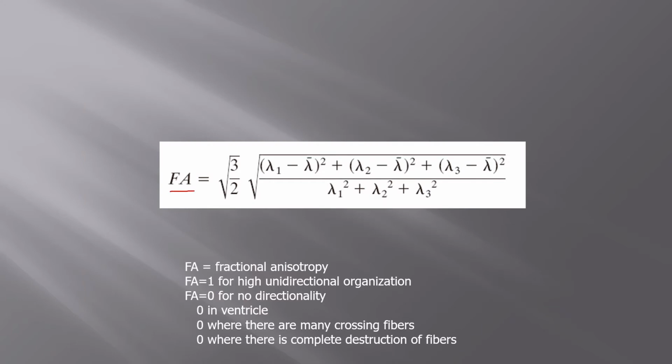So this fractional anisotropy tells you about the unidirectional organization in the brain. If it's all unidirectional, it's a 1. If there's no directionality, it would be a 0, such as free water in the ventricle. So that's called the fractional anisotropy, and it's calculated from the values of the different diffusion tensor directions and the average direction of the diffusion tensors.